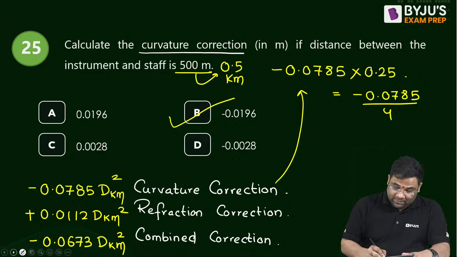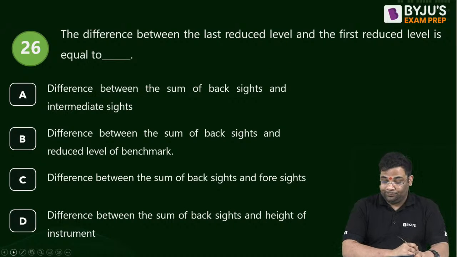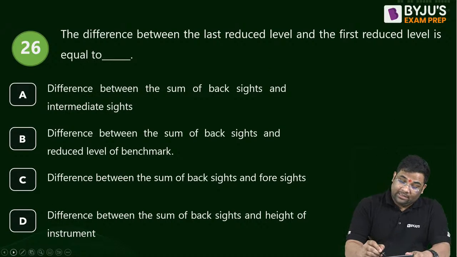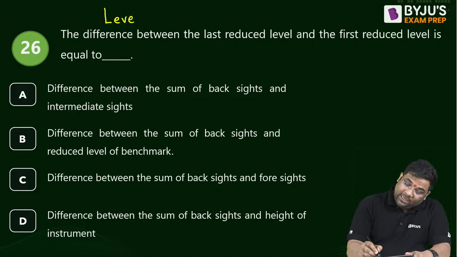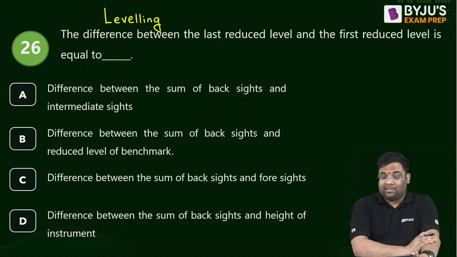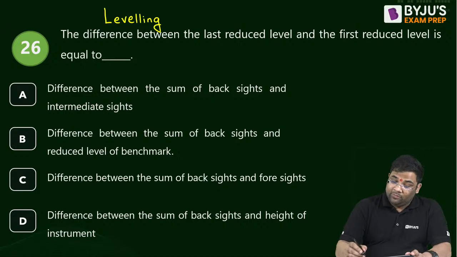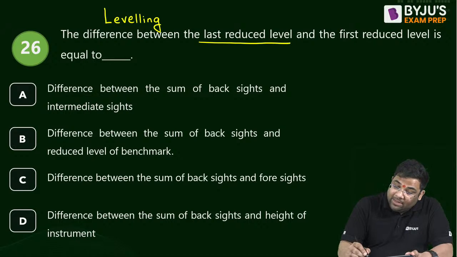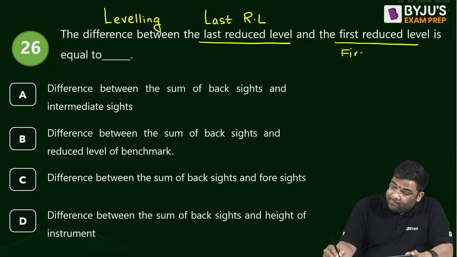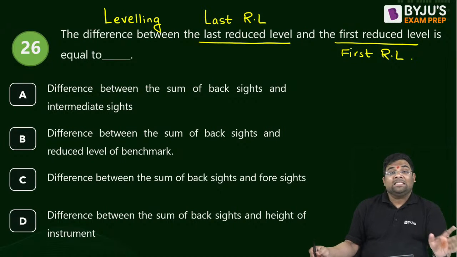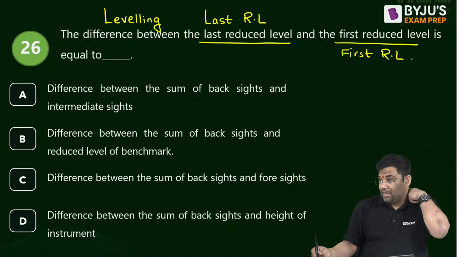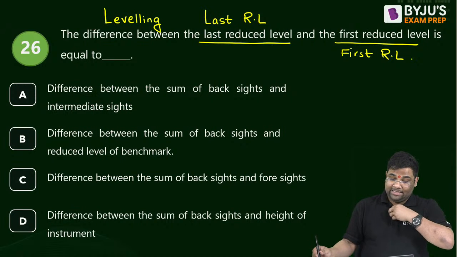Okay, very good. Let us solve the next question, 26th. The check which we use in leveling, in both height of instrument method and rise and fall method. What is the answer to this? The difference between the last reduced level minus the first reduced level is how much? Tell me. What the difference last reduced level and first reduced level? Okay, very good. C, yes.